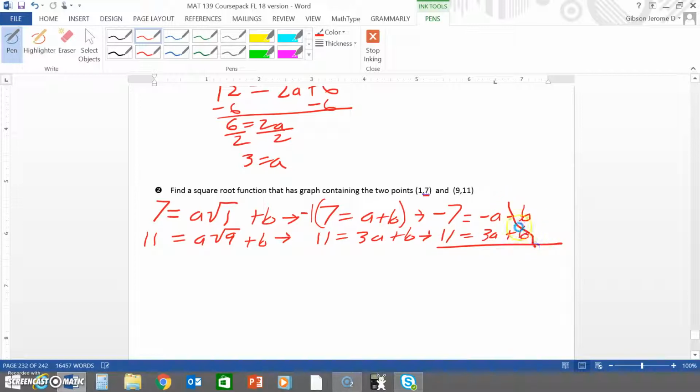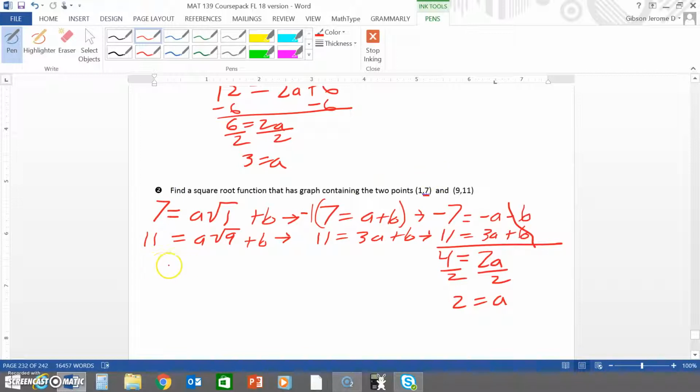Now the b's will cancel out. Negative a plus 3a is 2a, and negative 7 plus 11 is 4. We divide each side by 2, and 2 is equal to a. So we know what a is. So we could go back to one of these original equations and find out what b is.